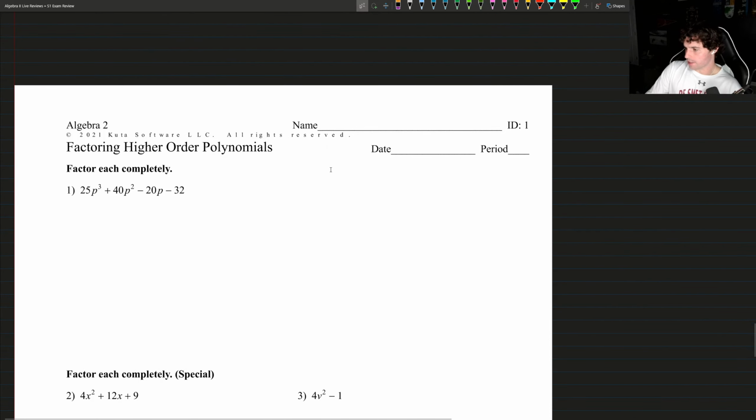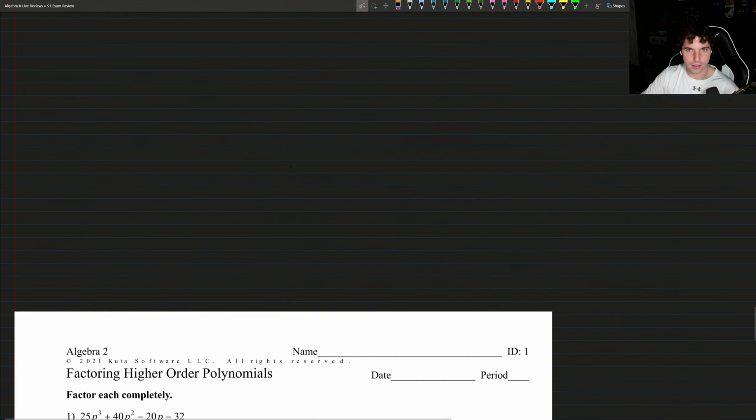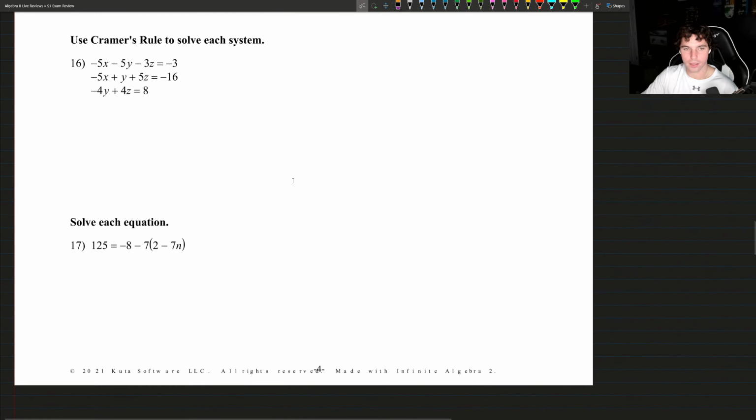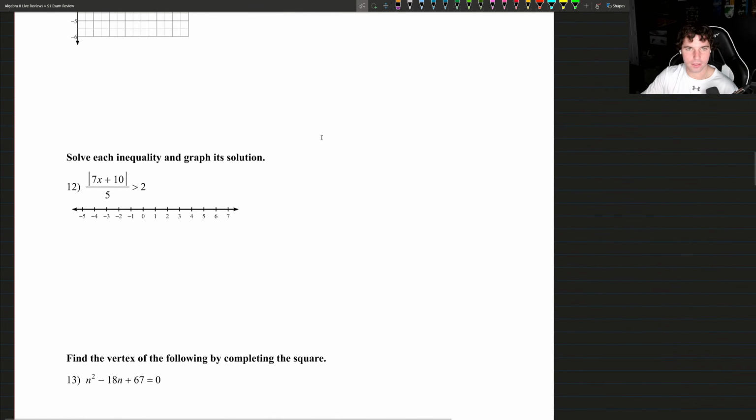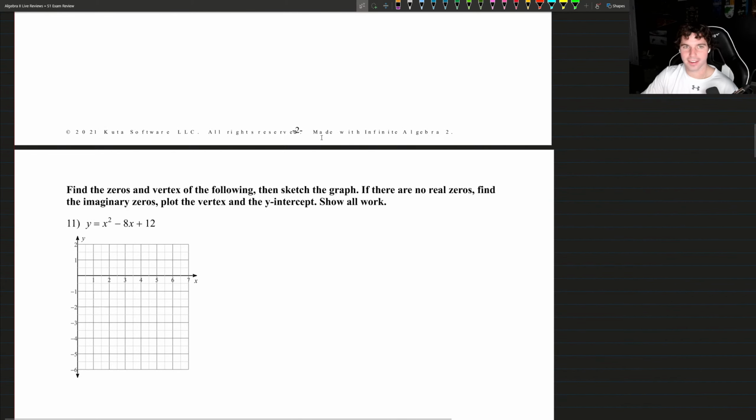Is the format of the practice test going to be the same as the final? Yes, as it normally is. If I change anything, it's usually either the order of the questions or changing to make it easier. But I already printed off the test, so have fun.